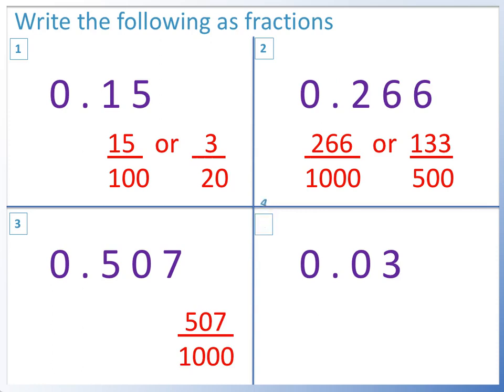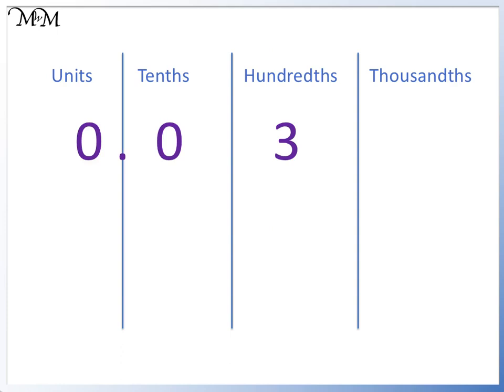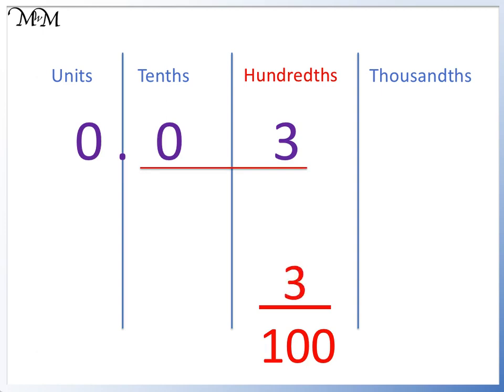Question 4. 0.03 finishes in the hundredths column, so the denominator is 100. Reading across from the decimal point, we have 3. So we have 3 hundredths.